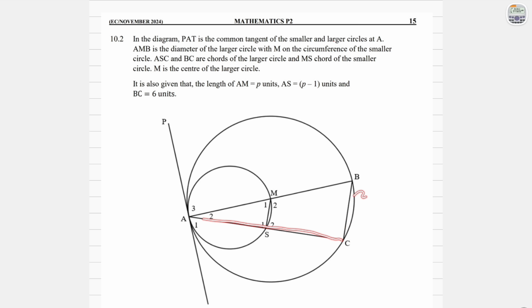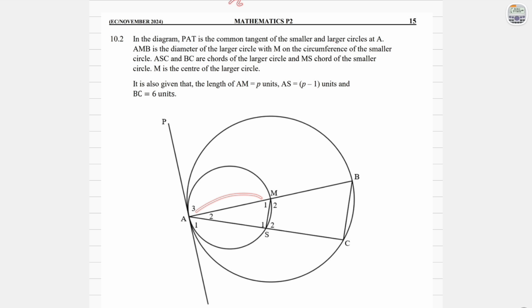AC and BC are chords of the largest circle and MS is a chord of the smaller circle. So this is a chord in the smaller circle. And then they tell us that M is the center of the largest circle. It is also given that the length of AM is P units.